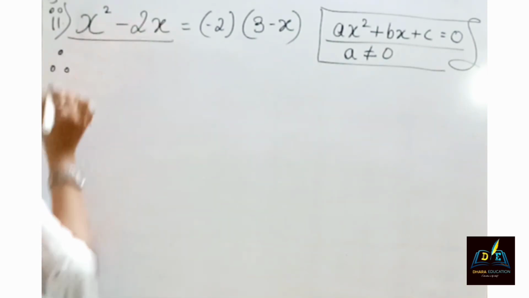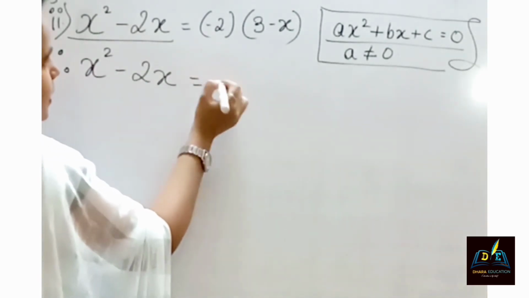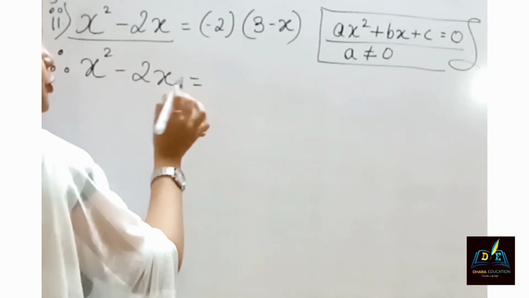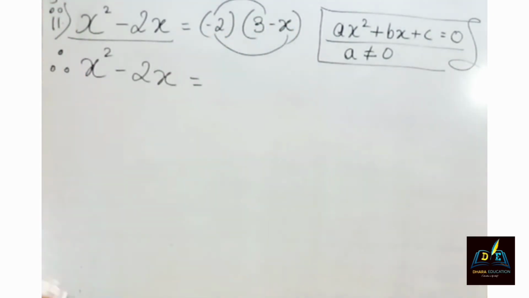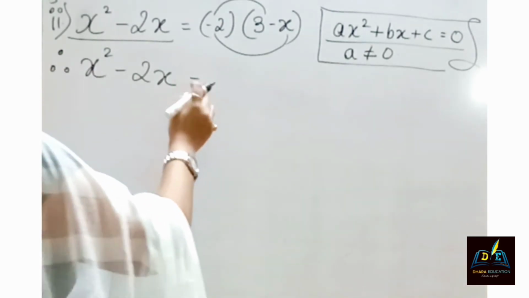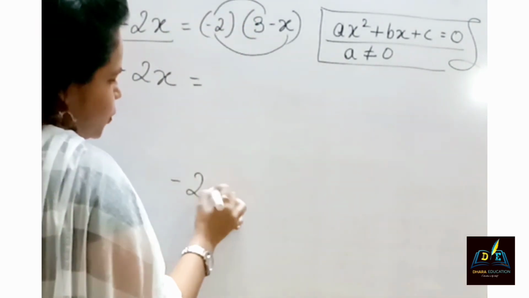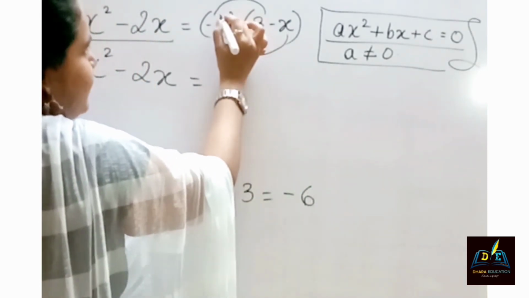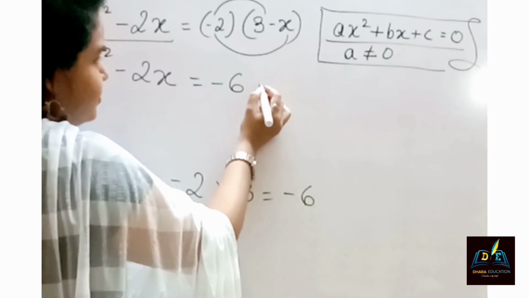In the first step, we need to write it as it is. That is x square minus 2x is equal to, here minus 2 is there and 3 minus x is there. So what we need to do is multiply first with this term and then with the second term, following the same and exact sign. Minus 2 multiplied by 3 gives you minus 6.